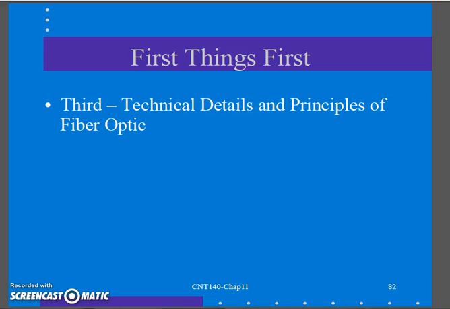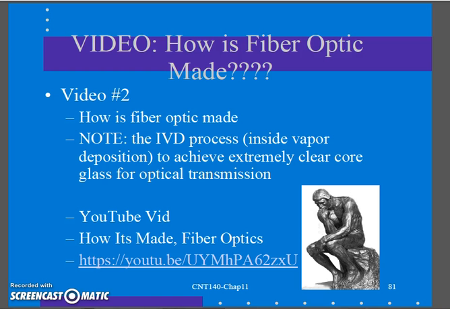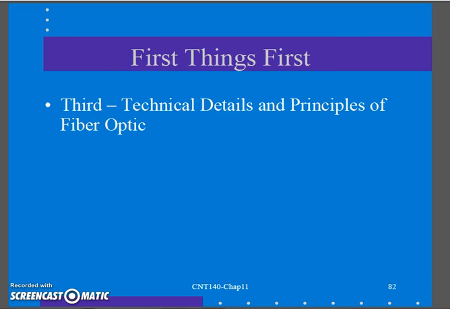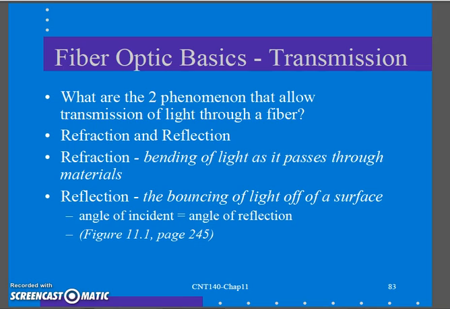Alright, we're going to go through some of the technical details of fiber. We had just left off on how fiber is made, so we're going to dig into some of the technical details. Some of this is review of things we said before, but some of it's going to be new. The two phenomena that allow transmission of light through a fiber are refraction and reflection.